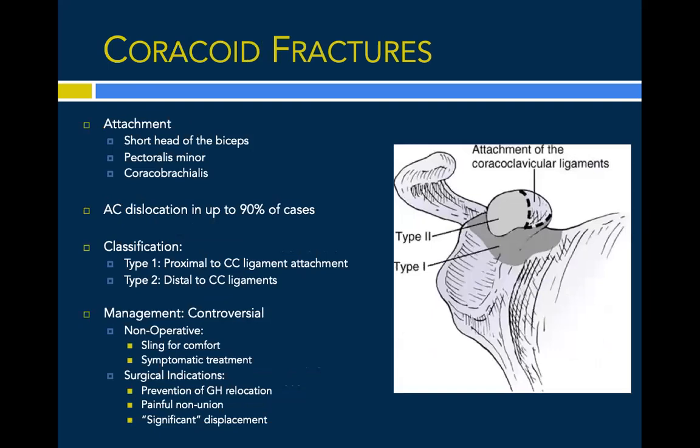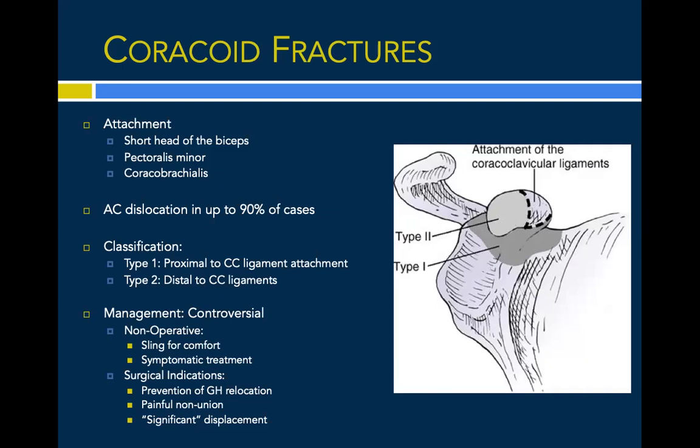And next we have our coracoid fractures. So that little bony prominence in the anterior shoulder, which is the attachment site of the short head of the biceps, pec minor, and the coracobrachialis. An AC dislocation will concurrently occur in 90% of cases. So if you see a coracoid fracture, go looking at the AC joint. Type 1s occur proximal to the coracoclavicular ligament. So this is down here at the base. And a type 2 occurs distal to the coracoclavicular ligaments.